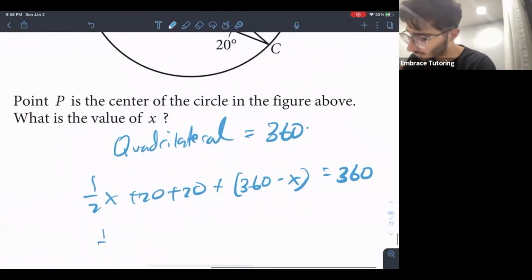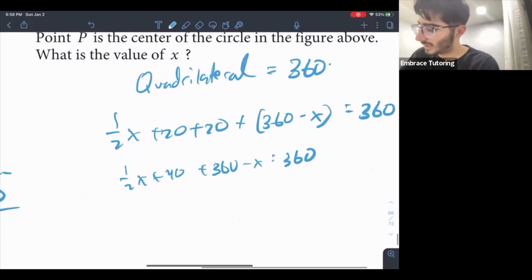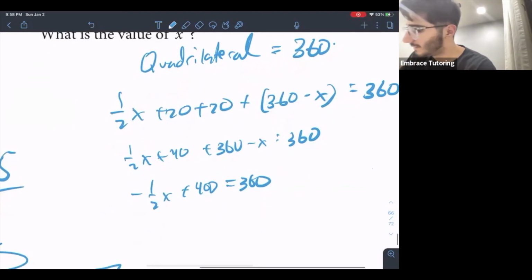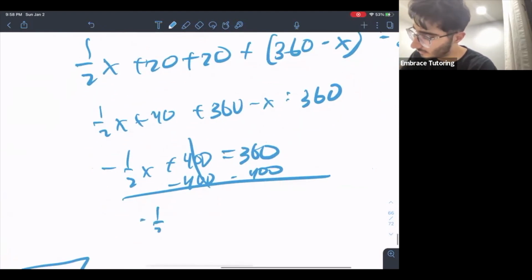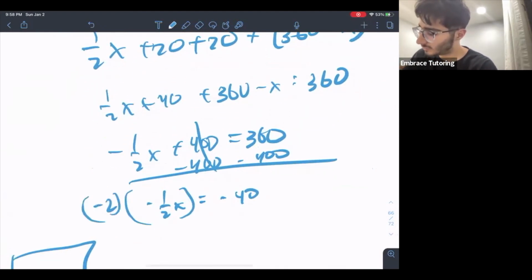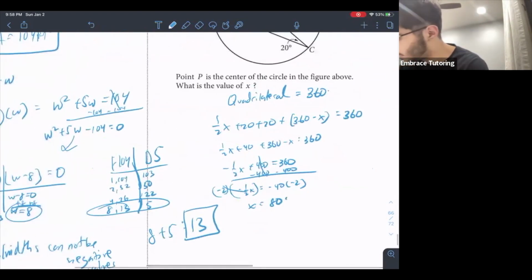So 1/2 X plus 40 plus 360 minus X is equal to 360. Then 1/2 X minus X is negative 1/2 X, plus 400 is equal to 360. Subtract the 400 on both sides to get negative 1/2 X is equal to negative 40. Then multiply by negative 2 on both sides to get rid of the 1/2 and isolate X. You get X is equal to 80, and that is your value of X, 80 degrees.